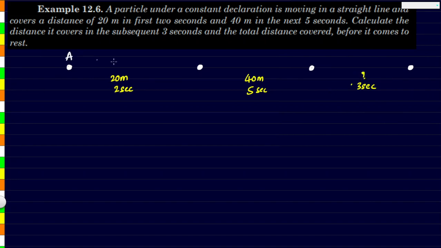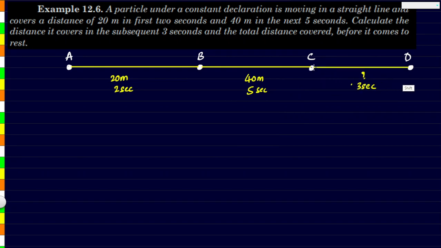Fine. So just so that we understand this perfectly, let me give some names to all of our points. Here the distance between A and B is 20 meters. Time taken for that is 2 seconds. Distance between B and C is 40 meters, and the time taken is 5 seconds. And distance between C and D is what we need to find. The time taken for that has been given to us as 3 seconds.